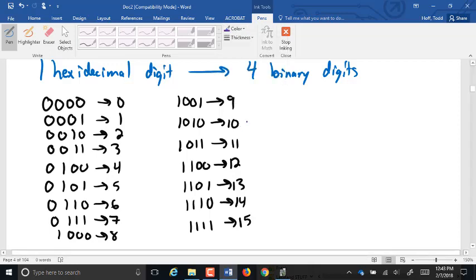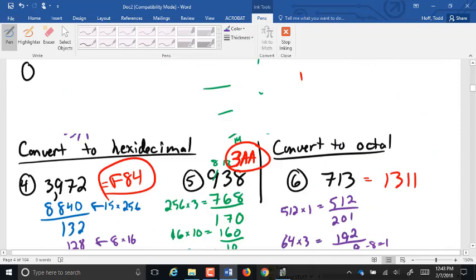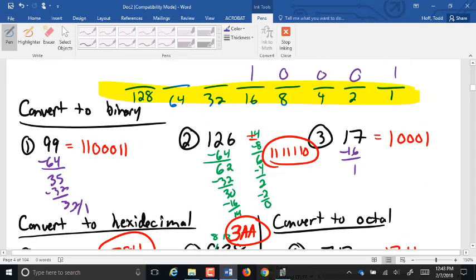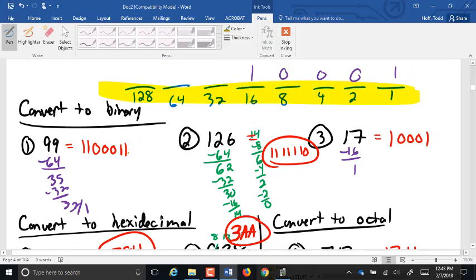Also remember that in hexadecimal, 10 is A, 11 is B, 12 is C, 13 is D, 14 is E, and 15 is F. So coming up here, we start at the end of the number and we work backwards. We're going to go 4 digits. So 1, 2, 3, 4. We're going to cut it off there. Then we'll go the rest.